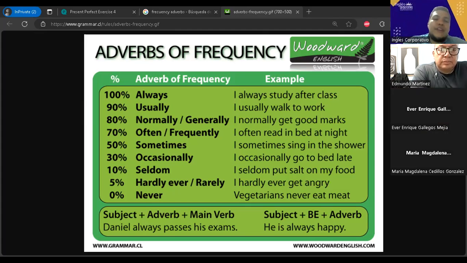Y así vamos like modifying this de acuerdo a qué tan frecuentemente o how often you actually do an activity. Vamos a saltarnos un par de ellos aquí. Vamos a la mitad, al sometimes, all right? Algo que a veces hacen, sometimes, all right? For example, I sometimes go to the park, right? Like this one. I sometimes go to the park. And you? Tell me, what is something that you do sometimes?